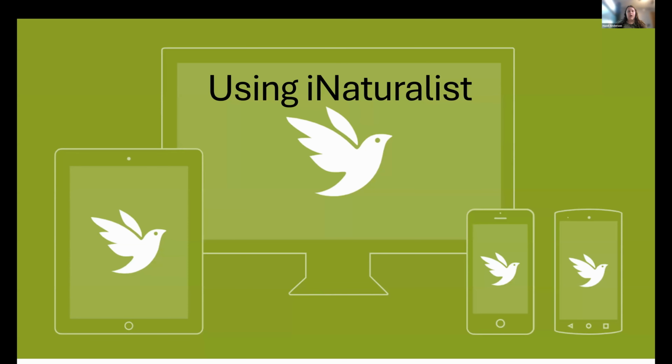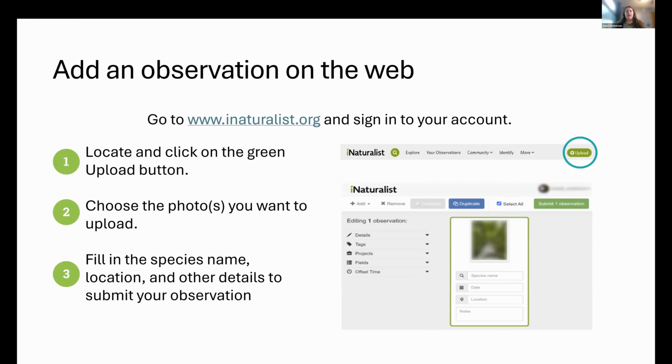So using iNaturalist, to add an observation on the web, which I'm going to demonstrate in a couple minutes, you go to iNaturalist and sign in, and then there'll be a green upload button in the right-hand corner, and then you'll choose the photos you want to upload, and you can fill in the species name, the location of where you took that picture, made that observation, and then other details if you have them, and submit them. And it's totally okay if you don't know the species name. You can identify it to like, is it a plant? Is it a bird? Is it a mammal? Or you can just leave it blank and people will help you identify what it is.